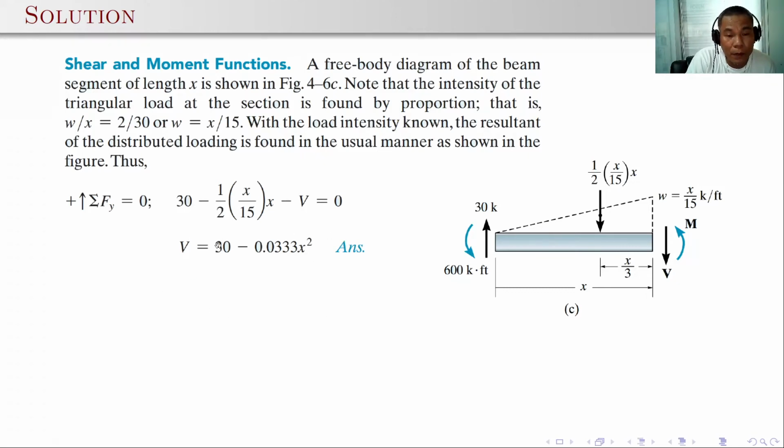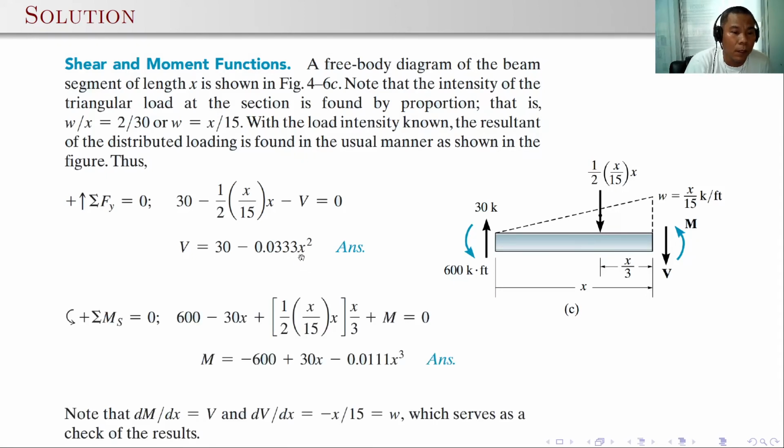So this is the function we are looking for in this beam: V is equal to 30 minus 0.033 x squared. You can find the shear at any point of the beam by just using the value of x. Also, if we sum up moment at section is equal to 0, we have the moment 600, that's positive, minus the reaction 30 times x, plus 1/2 x over 15 times x times the centroid of this resultant, that is x over 3, plus the bending moment M. Equate that to 0 and solve for M. M is minus 600 plus 30x minus 0.0111 x cubed. Again, we can use this function for the moment M for any value of x.